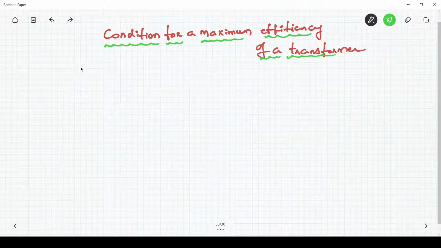Hello and welcome to the course on basic electrical engineering. In this video, I am going to derive the condition for maximum efficiency of a transformer.